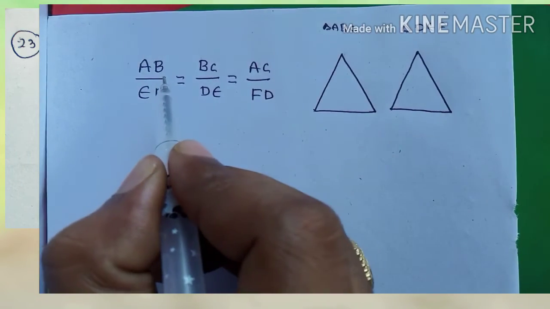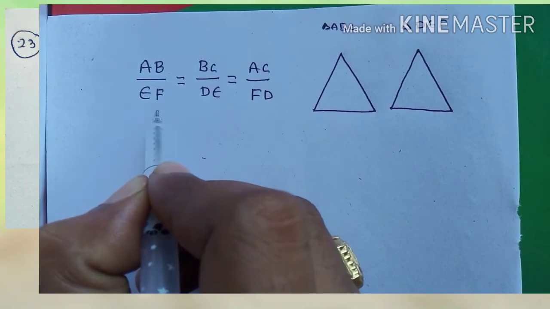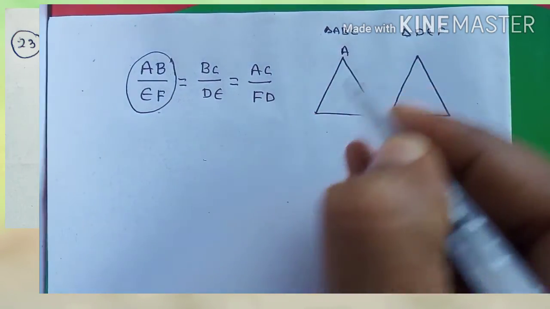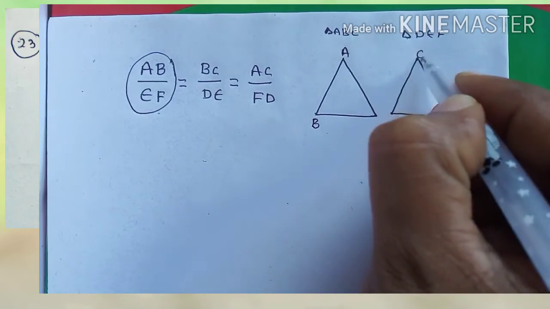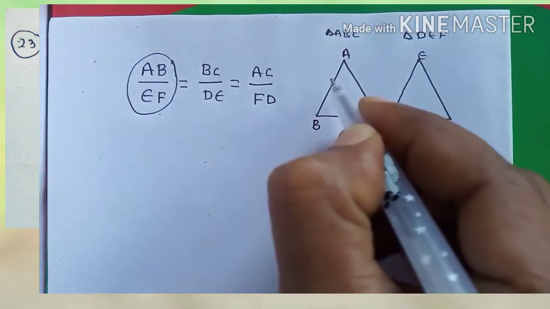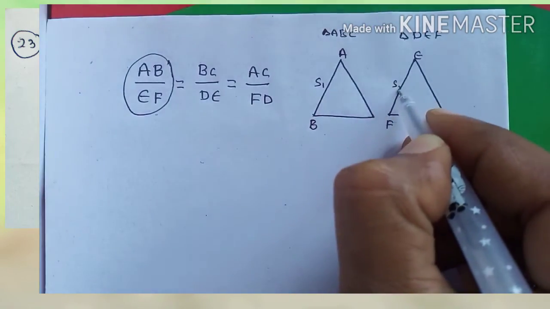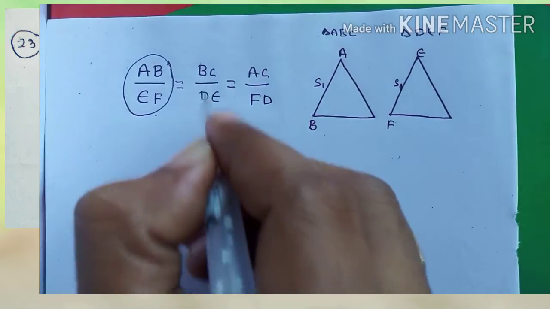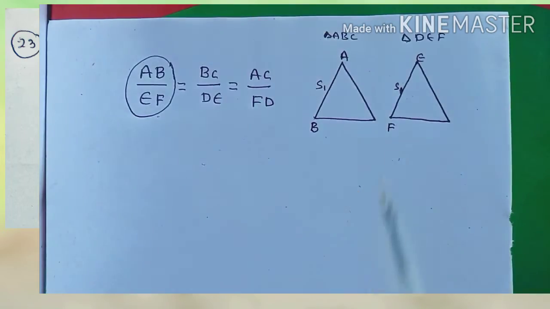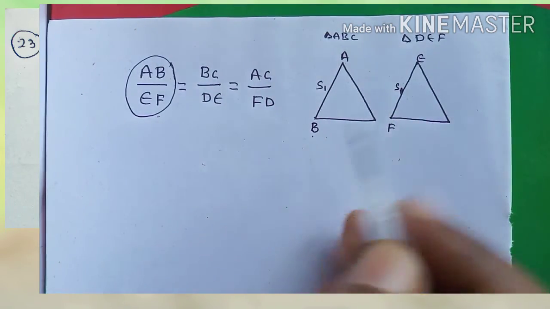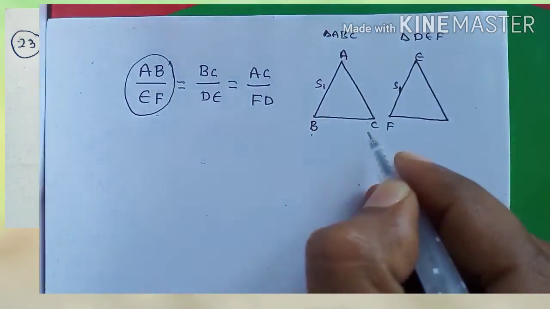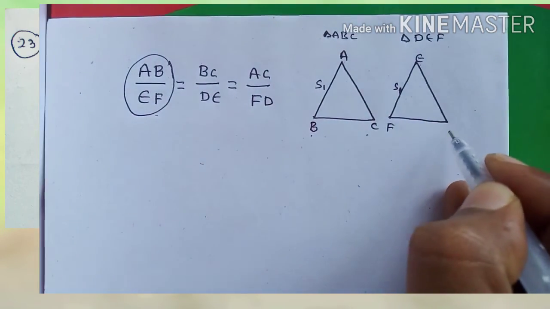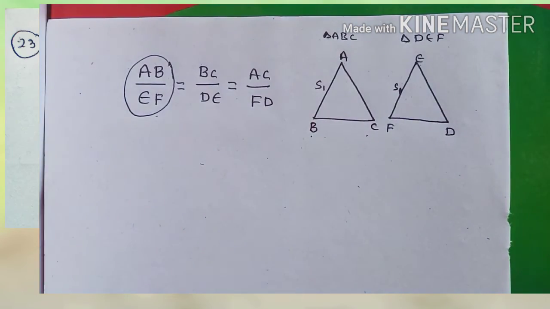First one is AB by EF. So this is AB, this is EF, first side, side 1. Next, second one, BC by DE. Let's write the remaining ones. A, B is here, and the third one automatically is C, triangle ABC. Next, triangle DEF: E is already completed, F completed, so this is D.